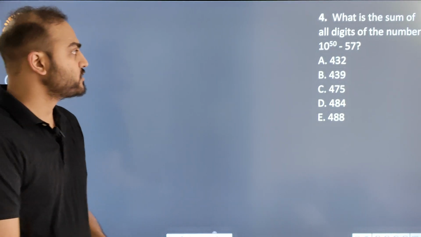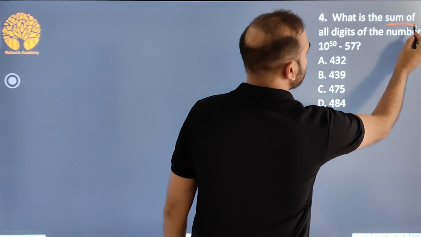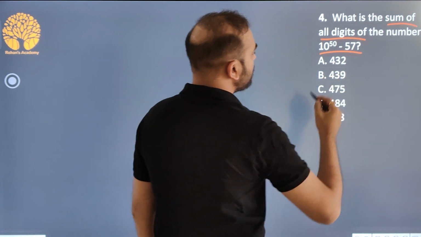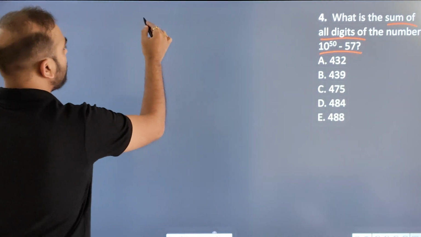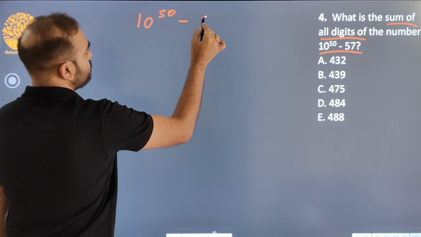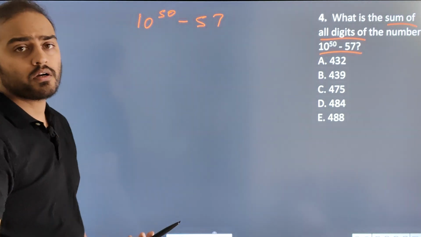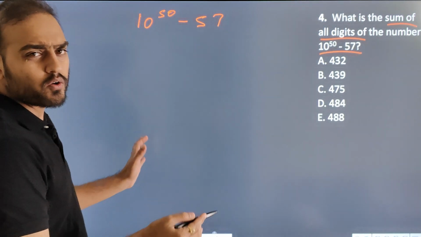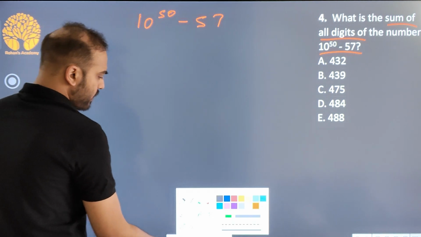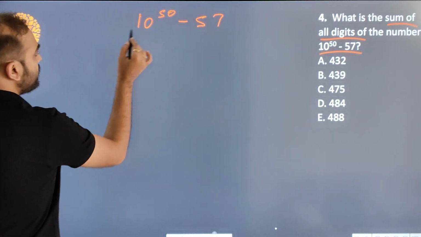Alright, so moving to the next one, we need the sum of all the digits. The number is 10 power 50 minus 57. Again, it's a very big number. Okay, let's just write it down in a very simple manner. We have 10 power 50.